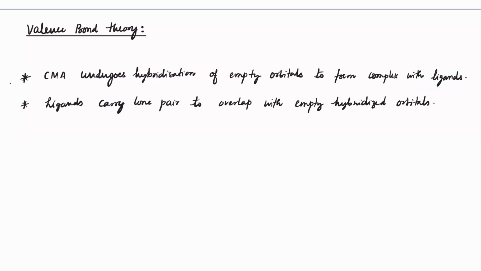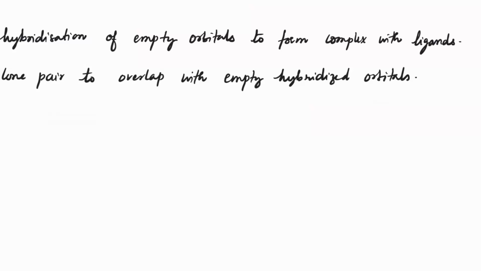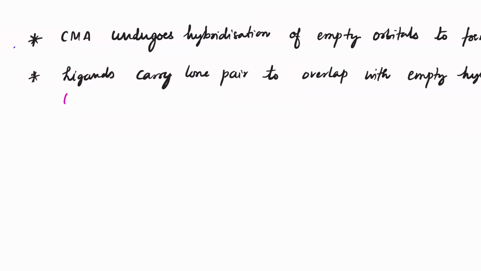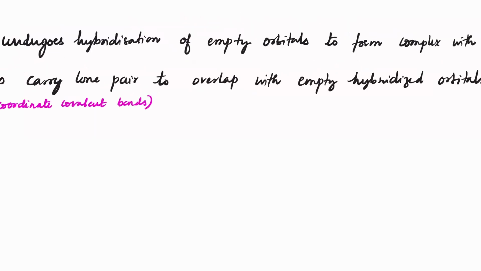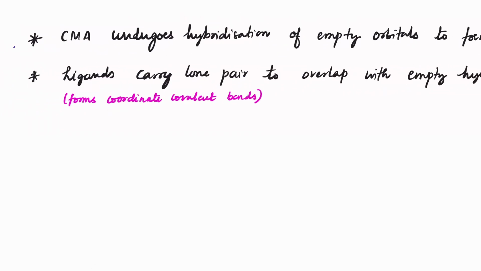That's the way to figure out the hybridization of the central metal atom. Second, ligands carrying lone pairs will overlap the empty hybridized orbitals, which forms coordinate covalent bonds. Other than that, the next important aspect we need to understand is the types of hybridizations.